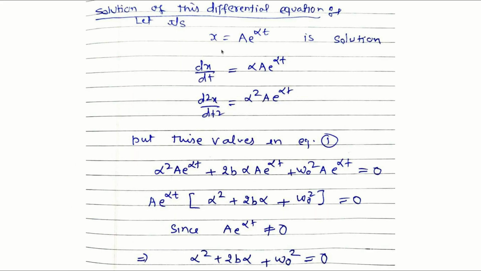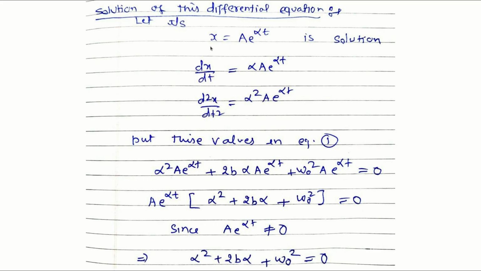We first consider that the solution of this differential equation is x equals a e raised to the power alpha t. In the later stage we can determine alpha and a, but here we are assuming that this is the solution of the given differential equation. So dx by dt, differentiating this x, will be alpha a e raised to the power alpha t, and d square x by dt square will be equal to alpha square a e raised to the power alpha t.